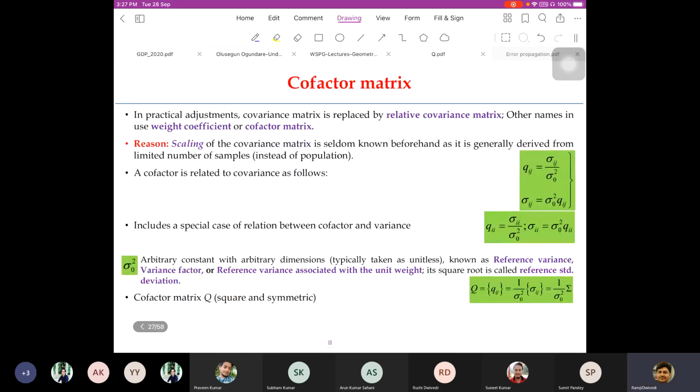Now another important point, which is cofactor matrix. Now what is cofactor matrix?